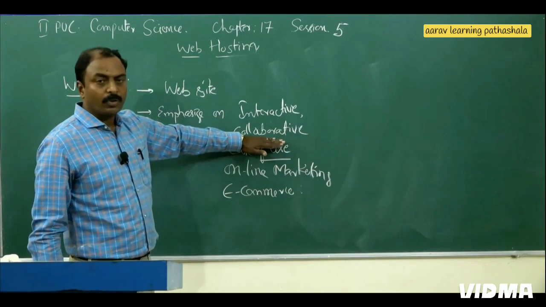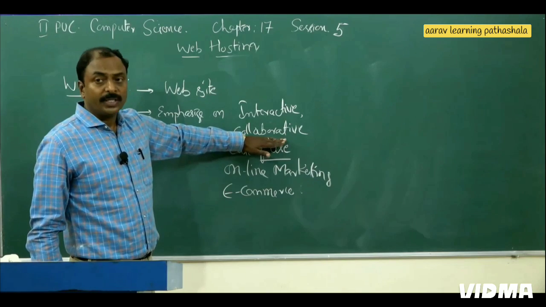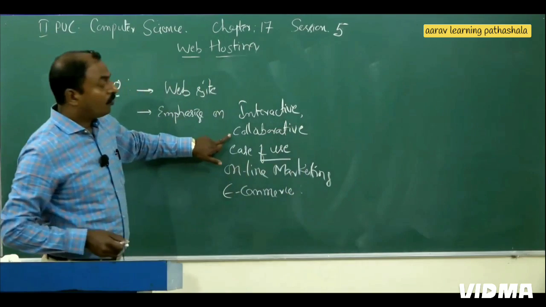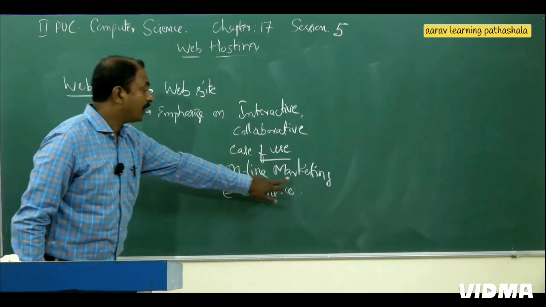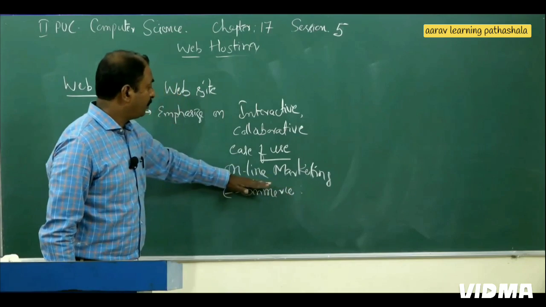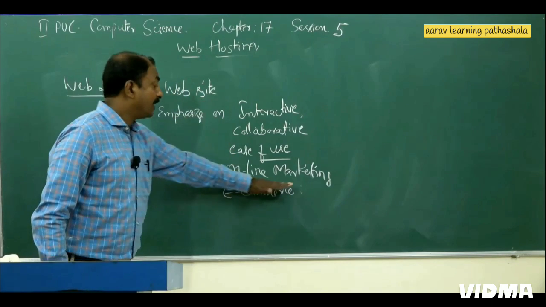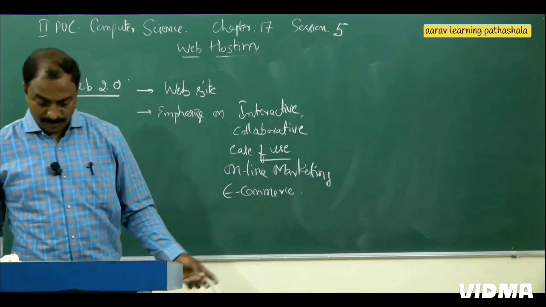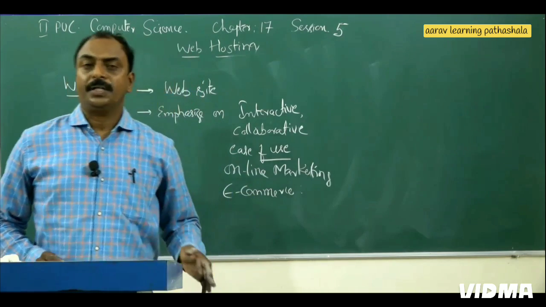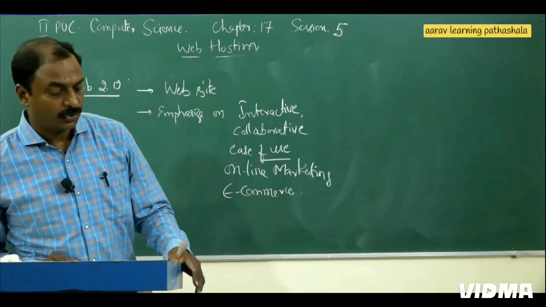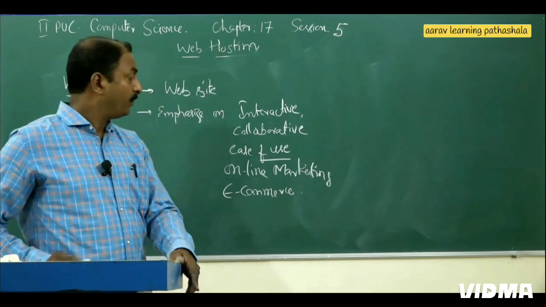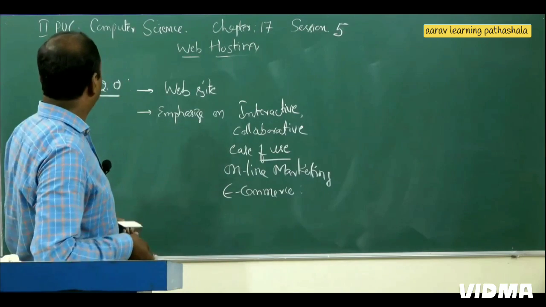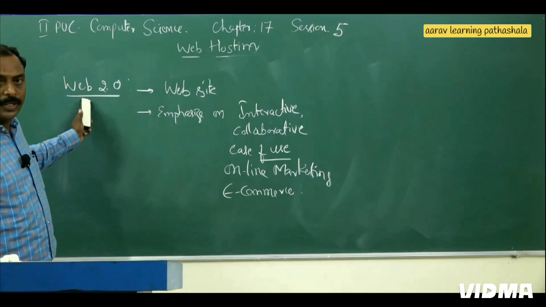And collaborative, what do you mean by collaborative? It also encourages users or clients to go for activities like online marketing. It is a collaboration. With the help of this particular website, they encourage online marketing or e-commerce. And most of you know what e-commerce is. That is electronic commerce, nothing but buying or selling of goods through the internet with the help of this website. So this is about what Web 2.0 is.